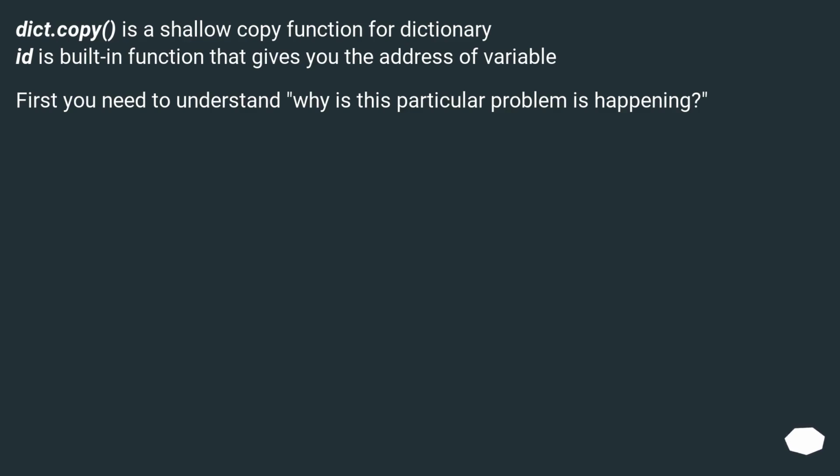Dict.copy is a shallow copy function for dictionary. id is a built-in function that gives you the address of a variable. First, you need to understand why this particular problem is happening.